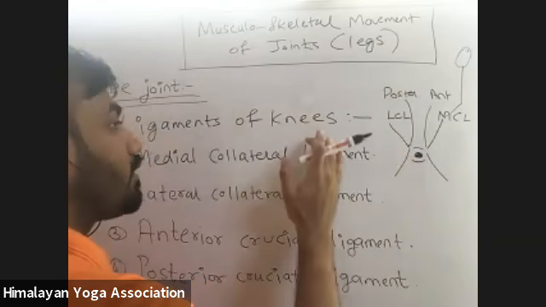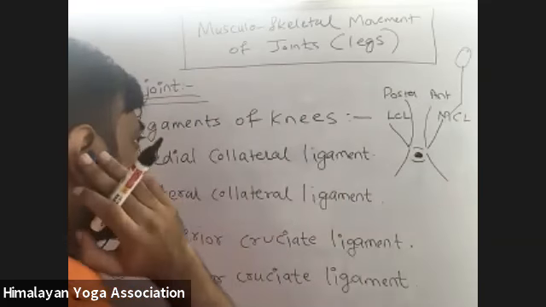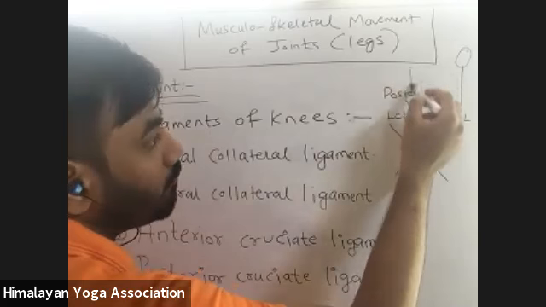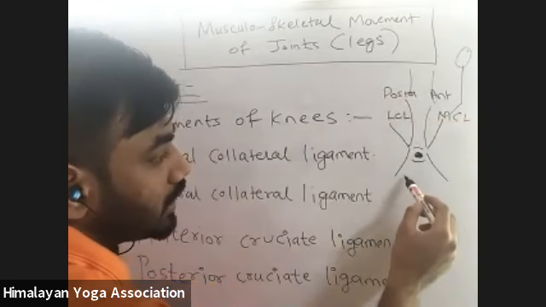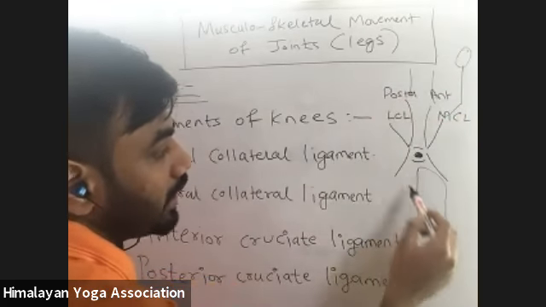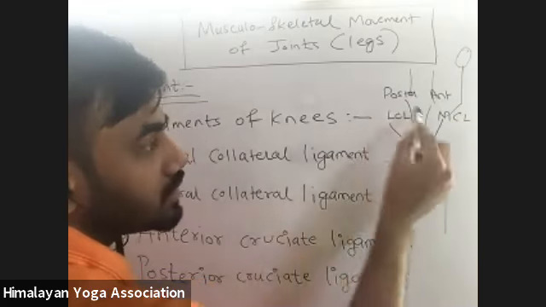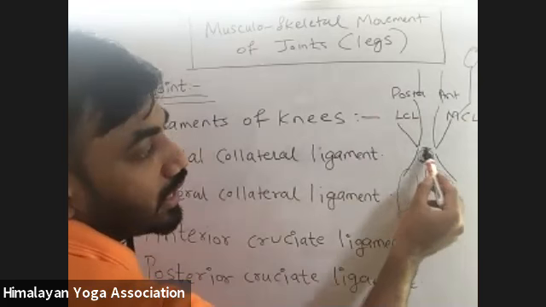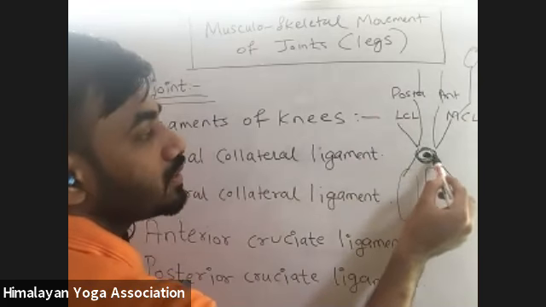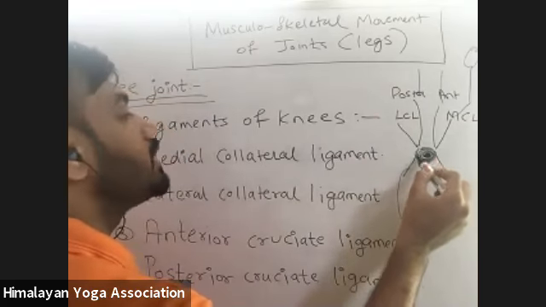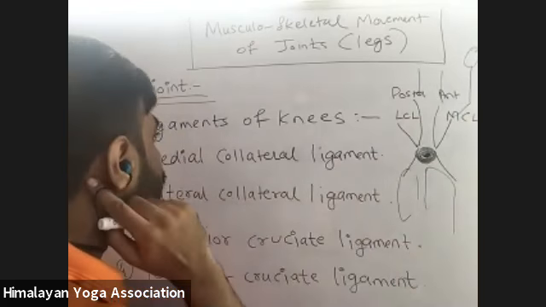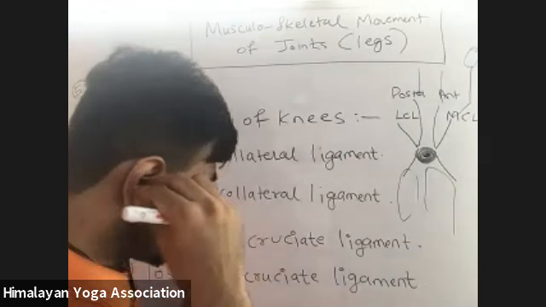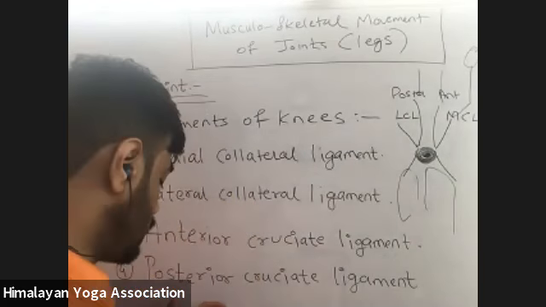To the lateral side and to the medial side are these ligaments which will connect to our femur bone and to our tibia and fibula bone. But our kneecap is not connected directly to this bone. This kneecap is connected with the help of ligaments to this bone.